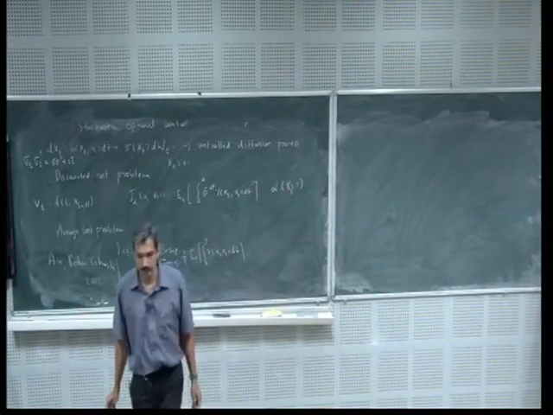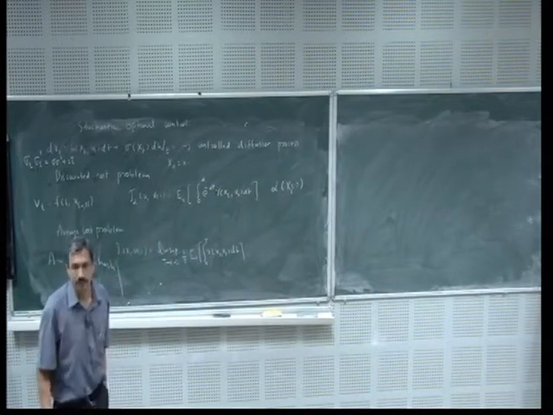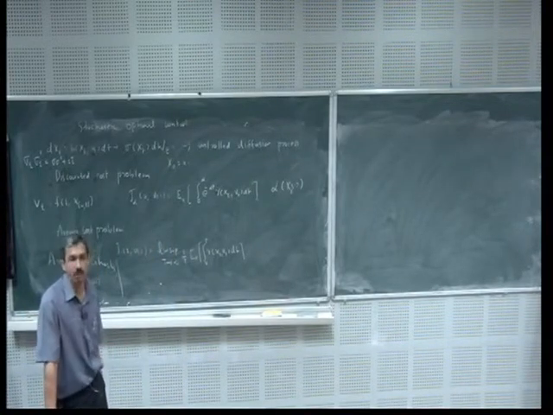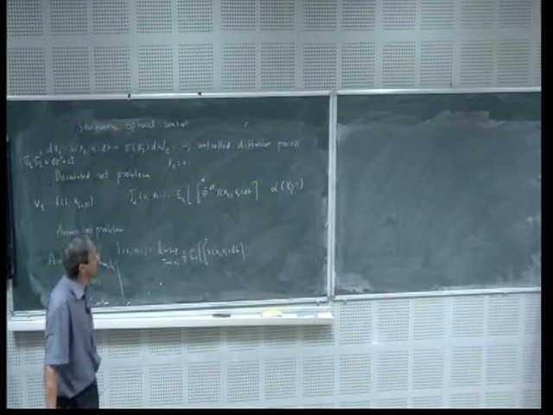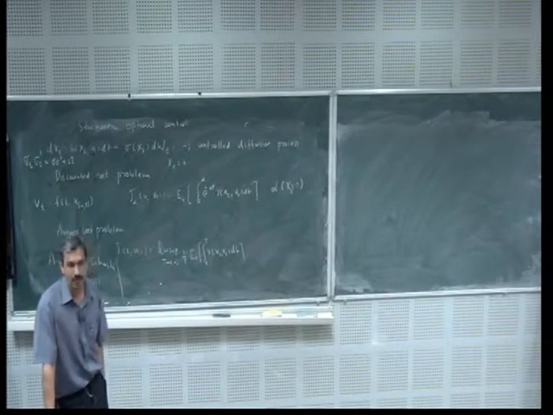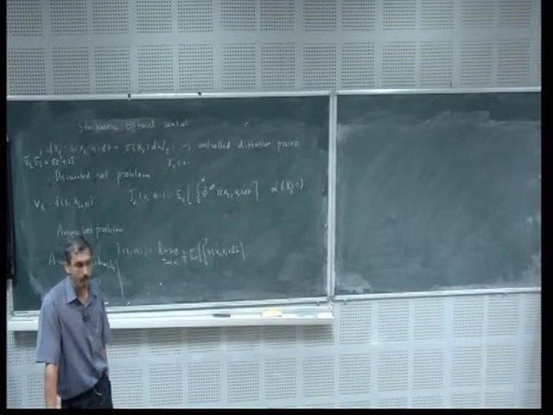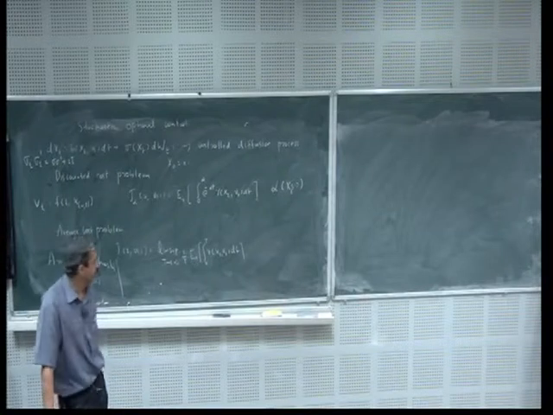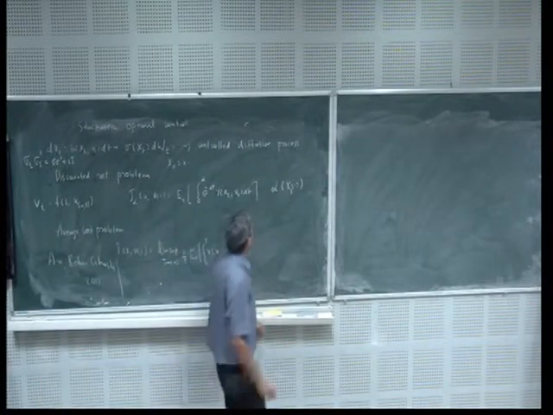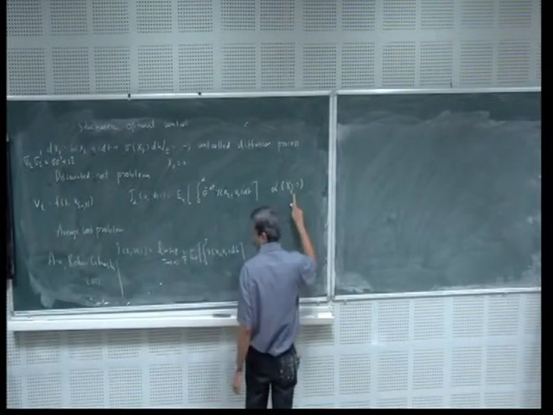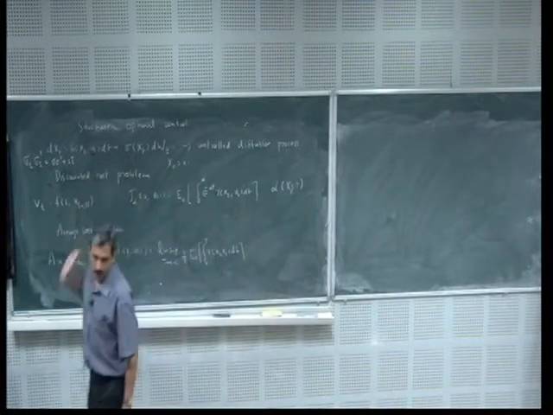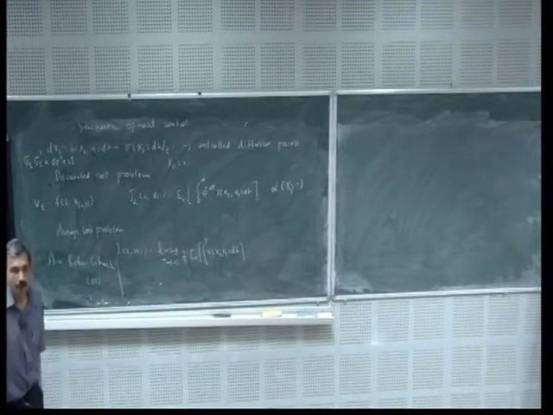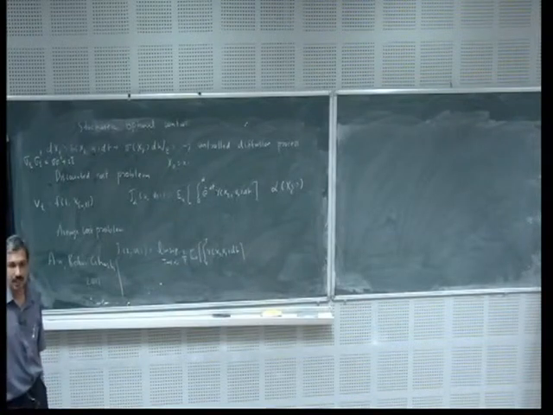And then since it is tight, it will have limit points. Take any limit point, and then what one needs to do is look at the corresponding martingale problem, and then pass to the limit. Hence you can show that any limit point of this is going to solve this SDE.